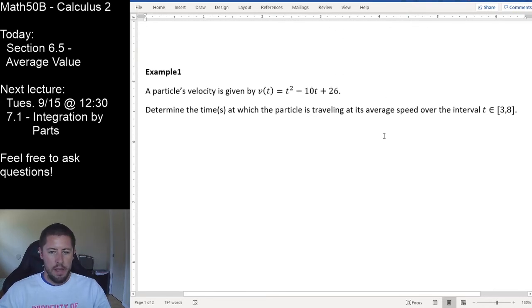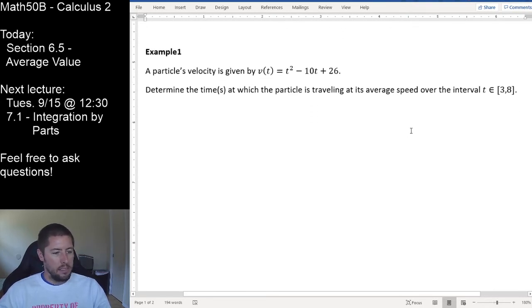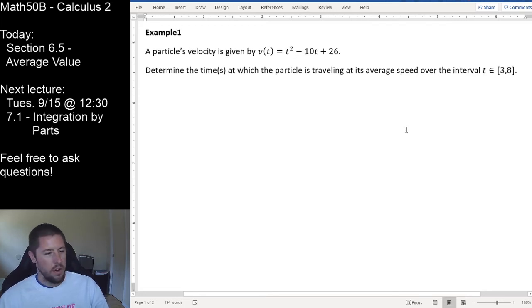Example 1 and 2, you should be able to do. Example 3, you technically can't do until we've covered 7.1. So our third example is sort of our preemptive example in anticipation of tomorrow's video.